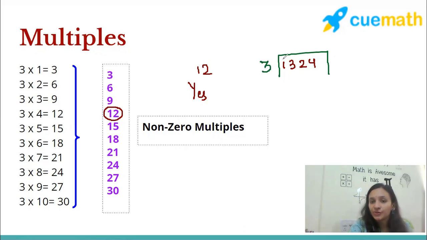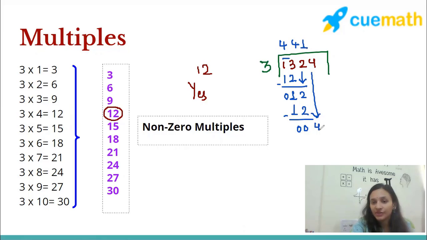So we'll go with the first 2 digits here, which is 13. 3 fours are 12. When we subtract, we get 1. We take down 2. Now 3 fours are 12 again. We subtract, we get 0. We take down 4. Now 3 ones are 3. When we subtract, we get 1.